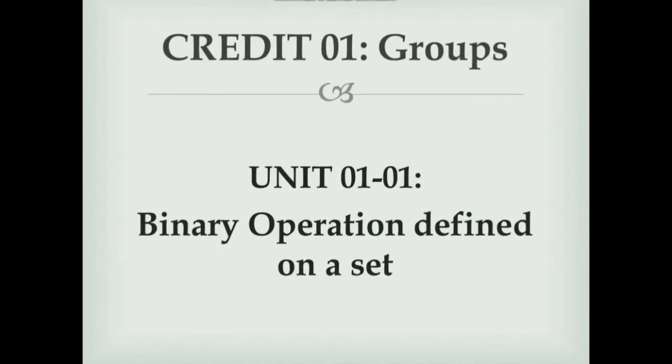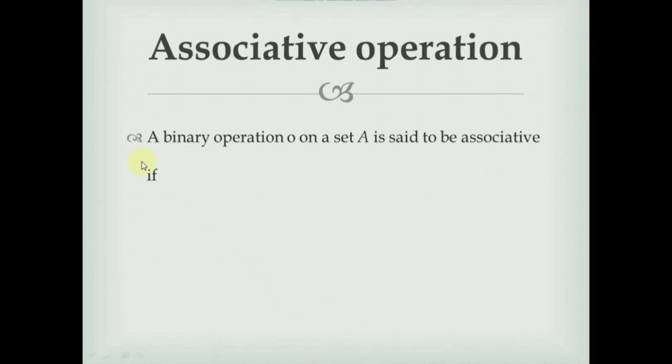So we will start with the credit 01, which is of groups. Unit 01.01: binary operation defined on a set. Now we will discuss the topic associative operation. Here we will write the operation name as dot instead of O.